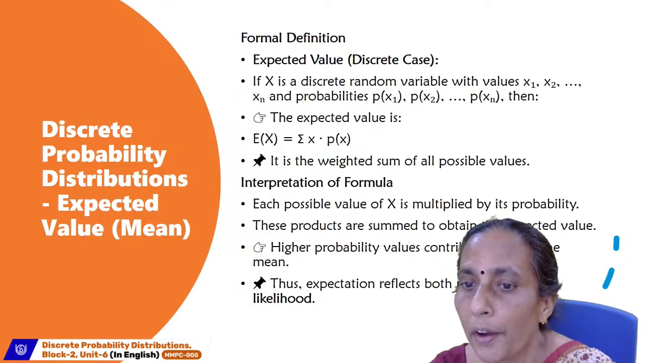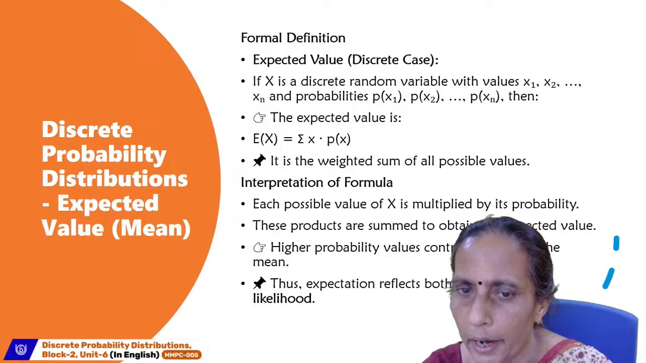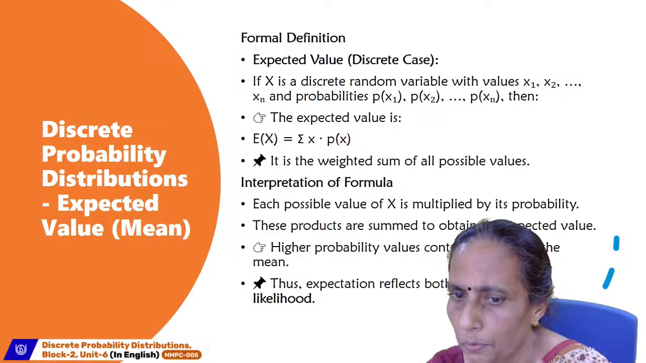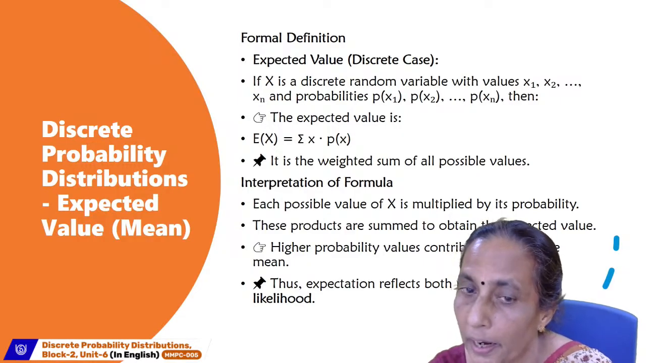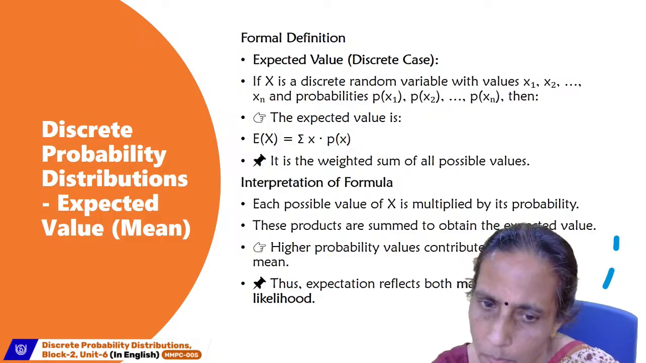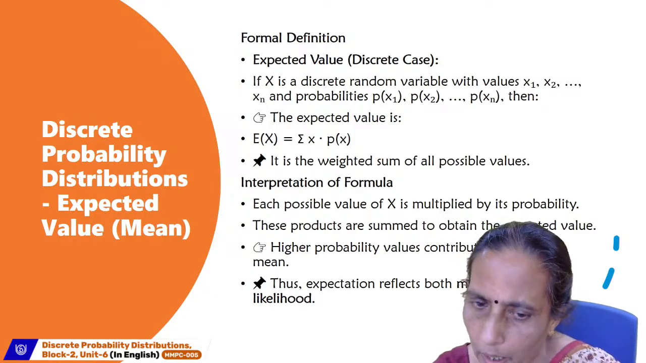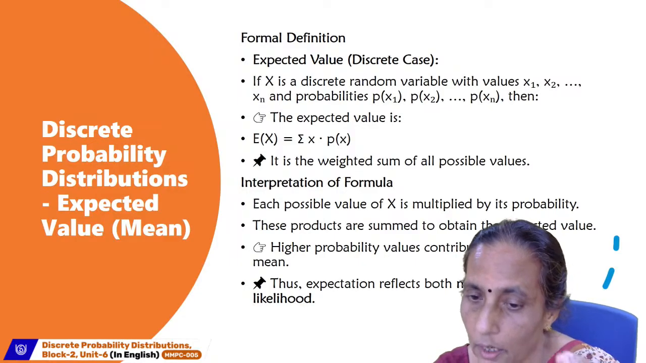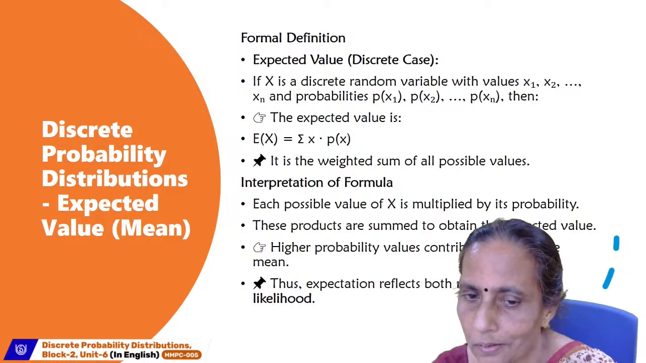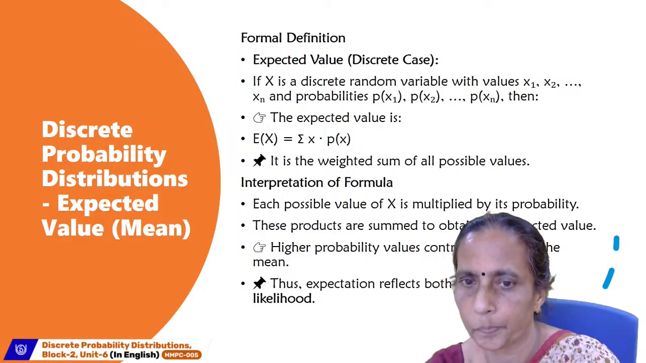So it is the weighted sum of all possible values that you will be getting in your repeated trials. Each possible value of x is multiplied by its probability. These products are summed to obtain your expected value. The higher the probability, the more the value contributes to the mean. Thus, expectation reflects both magnitude as well as likelihood.